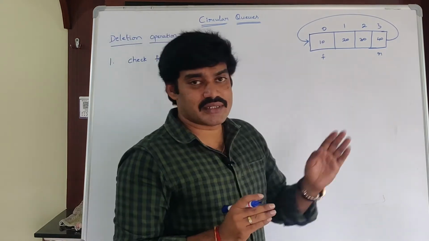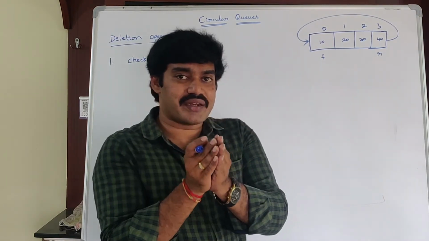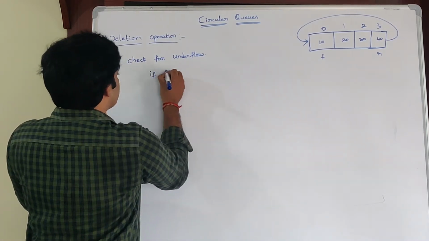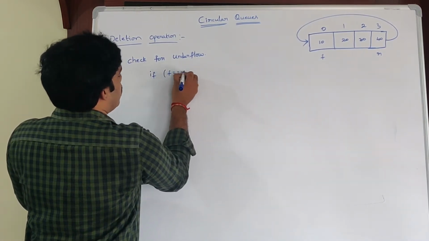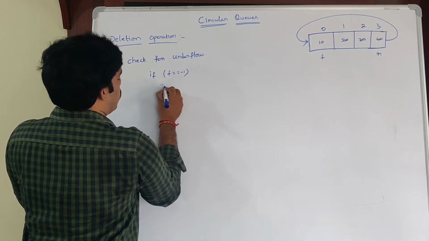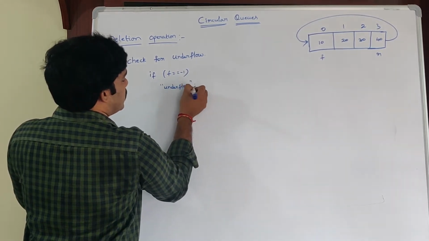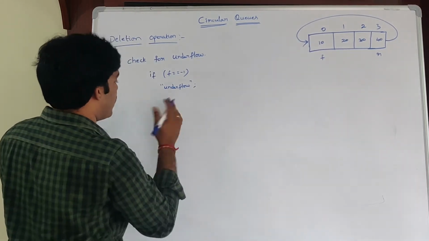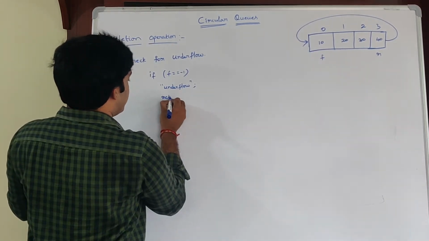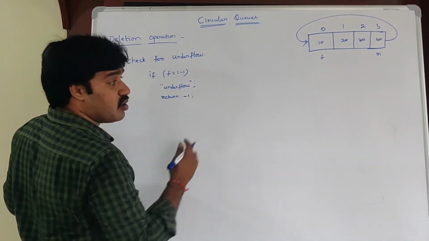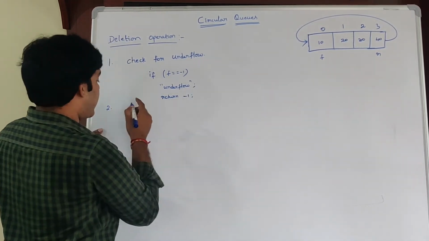If there are no elements in the circular queue, initially both front and rear point to which one? -1. That is, if F is equal to -1, that indicates underflow. Circular queue is empty. Not possible to delete an element from a circular queue. Why? Because there are no elements. So return -1.